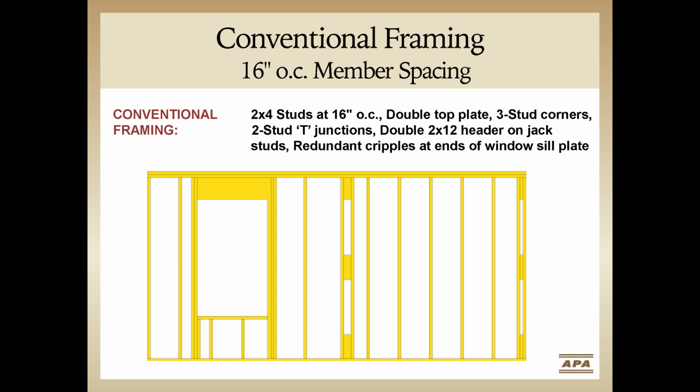Let's start out by comparing a conventionally framed wall with a wall that's framed with 2x6 advanced framing. So here's a typical short wall with a window, a T-intersection, and a corner. And this is how it would likely be framed with conventional framing. Note the intersecting walls and corners as well as the redundant cripples under the window sill.